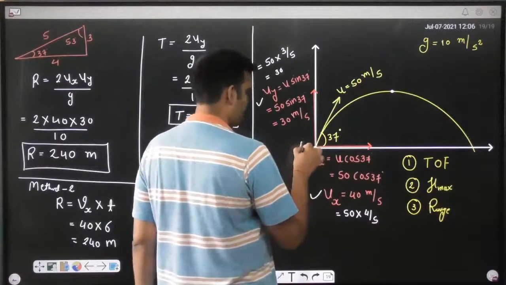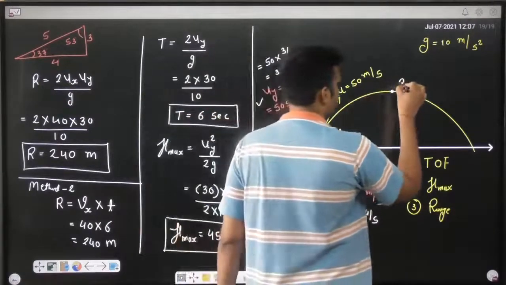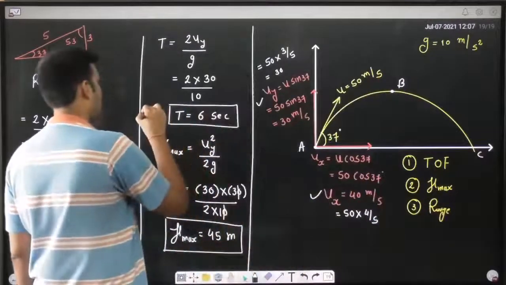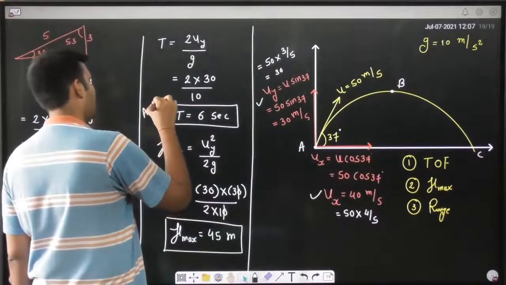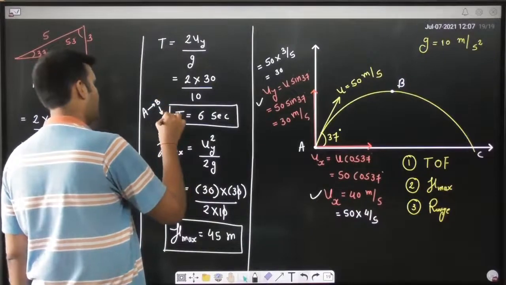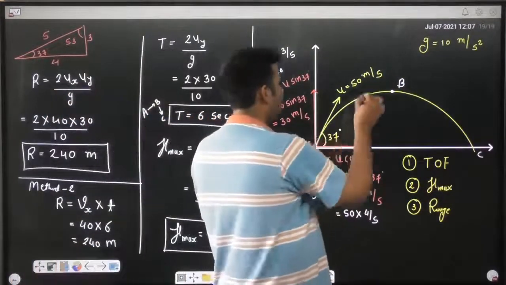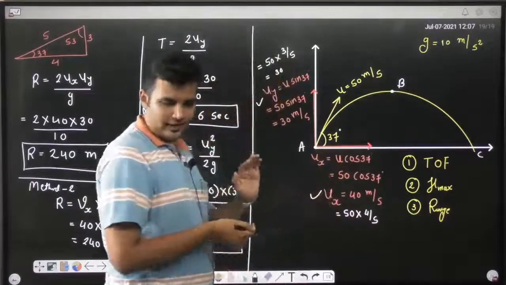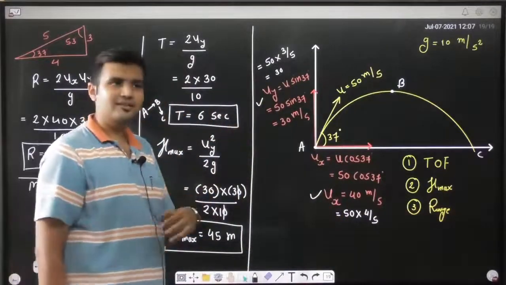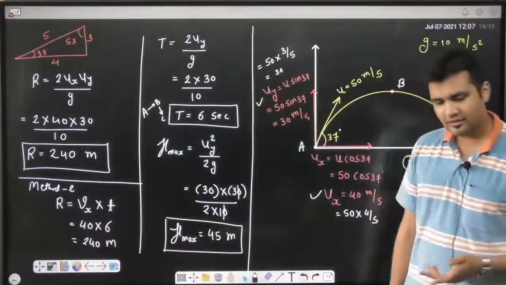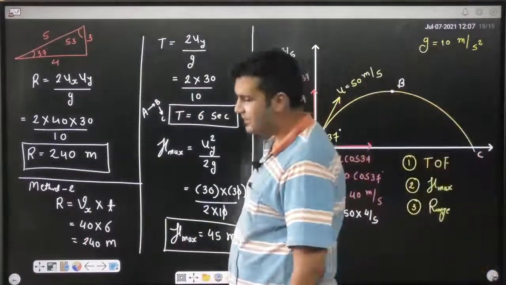6 seconds is from, let's say this is A, B, and this point is C. So this is for A to B to C. This is the time taken. Obviously 3 seconds. So it will take half the time, 3 seconds, same as in motion under gravity. Very good, everyone knows it, very nice.